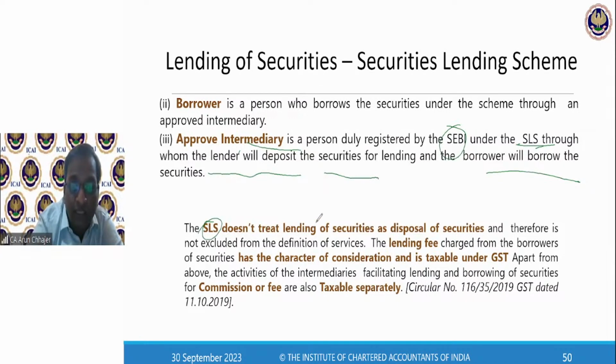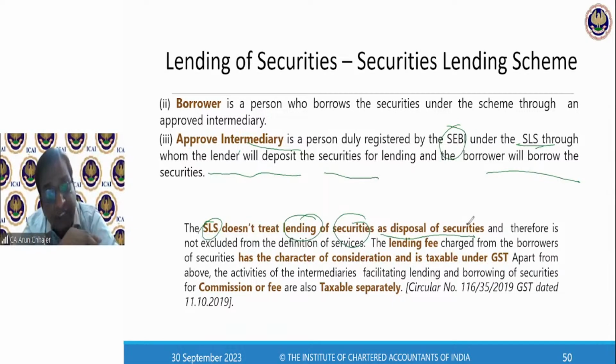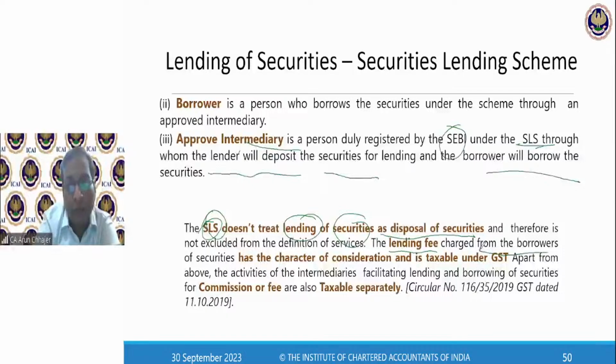SLS is not considered as disposal of security. What is the difference between disposal and this scheme? If it is a disposal, it will be considered as a sale of securities. Securities and money per se are not goods and not services, therefore that transaction would be out of GST. But SLS is not the disposal of security, and therefore it is not out of GST. Whatever lending fees are charged from the borrower have the character of consideration, and therefore it is taxable in the GST.